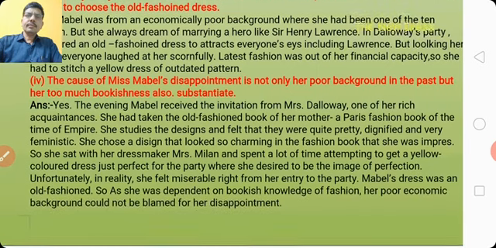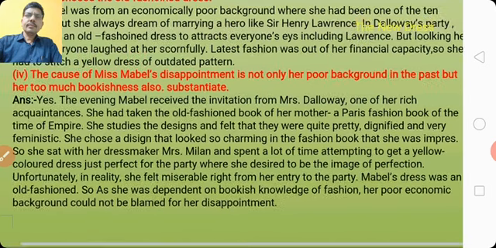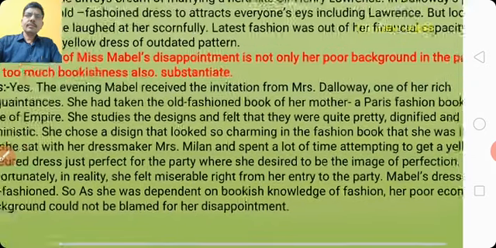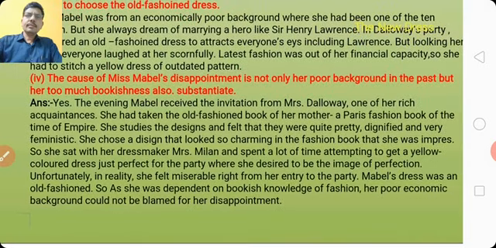The next question, let us see question number 4. The cause of Mabel's disappointment was not only her poor background in the past but her too much bookishness also. Let's see the answer. Yes. In the evening, Mabel received the invitation from Mrs. Dalloway, one of her rich acquaintances. She had taken the old-fashioned book of her mother, a Paris fashion book from the time of the emperor.